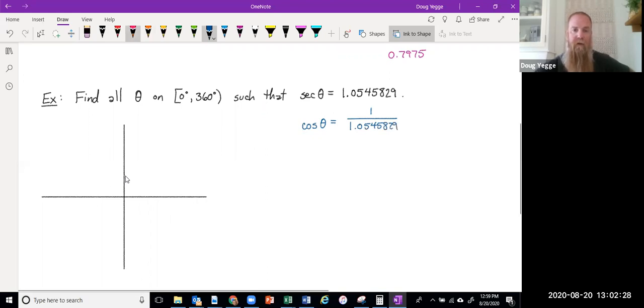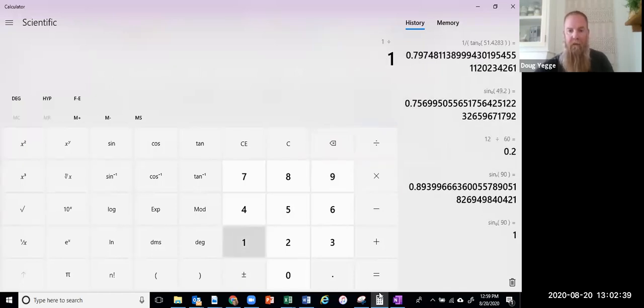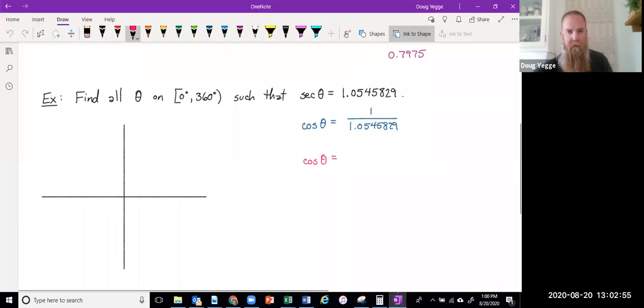So now we're trying to find the angles where cosine of theta is equal to this number. So we get 1 divided by 1.0545829. Okay, we get approximately 0.948242. So approximately 0.948.